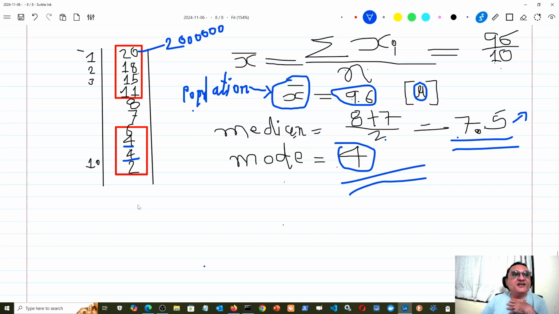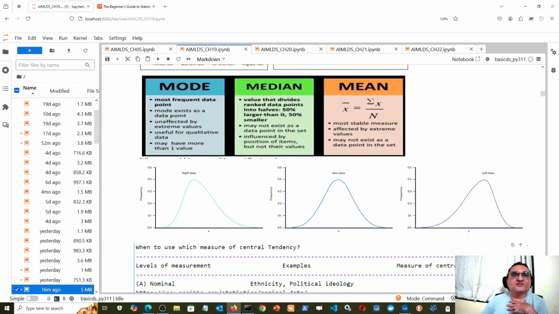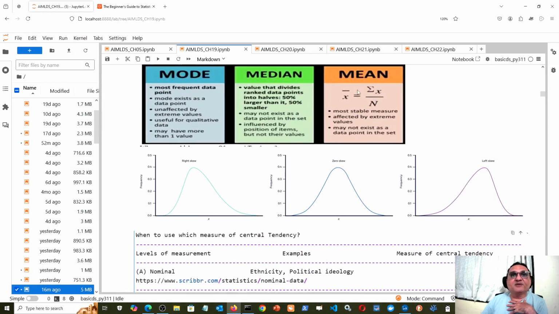But will the median be affected? No, because the median just depends upon the 5. There should be 4 higher than the median and 4 lower than the median. So that means the median is still 8 plus 7 by 2. And will the mode be affected? No. So mode and median are not much affected by extreme values. Mean is affected by extreme values.